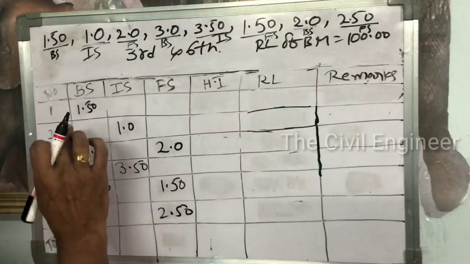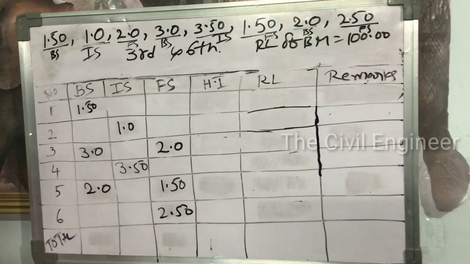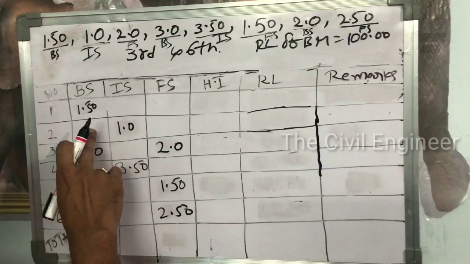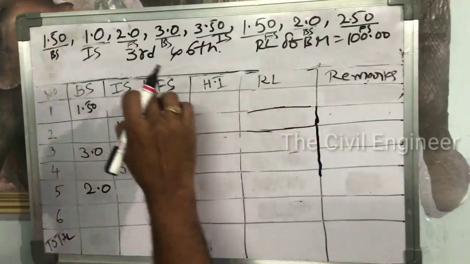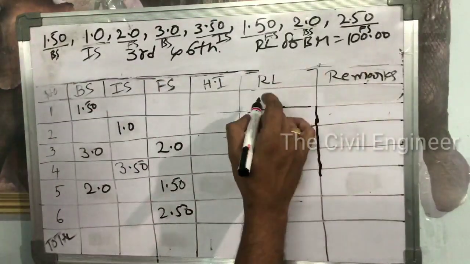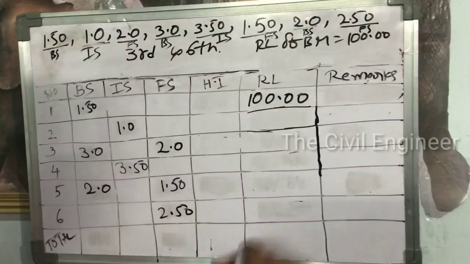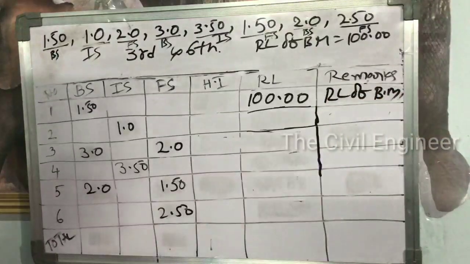So there are 3 backsides. At every backside, before that, we have to identify the RL of the first point. Here the RL of benchmark is 100 meters.